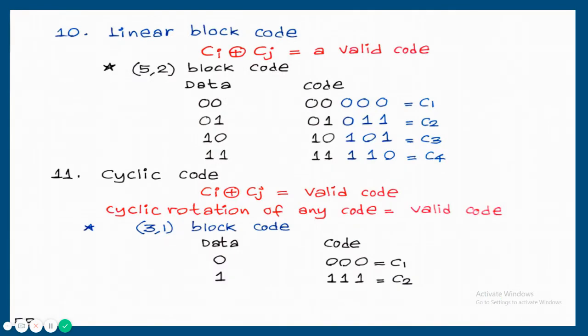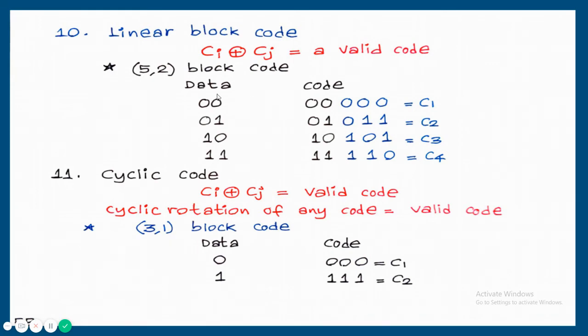Next definition is linear block code. That's a subset of block code. If a block code satisfies this condition, that is the linearity condition, the code is known as a linear block code. The linearity condition is written here. The XOR of any two code words, like C1 XOR C2 or C3 XOR C4 or C2 XOR C1 or even C1 XOR C1, whatever result we get, that result should be a valid code. Then the given block codes are linear block codes.